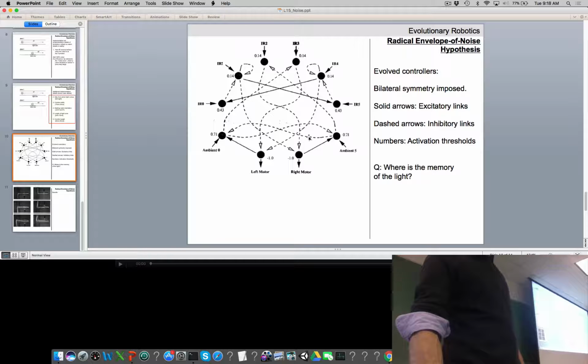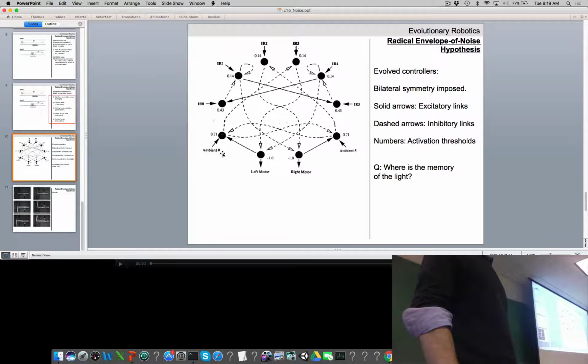Let's have a look for a moment at these two inhibitory connections. If you look at biological nervous systems, you see a lot of mutual inhibition, which is what you're looking at here. This neuron inhibits this neuron, and this neuron in turn inhibits this neuron. Why? What is so great about mutual inhibition? Why is it useful in this task? Let's say the flashlight is here on the right, which means ambient 5 is firing a little bit more strongly than ambient 0.